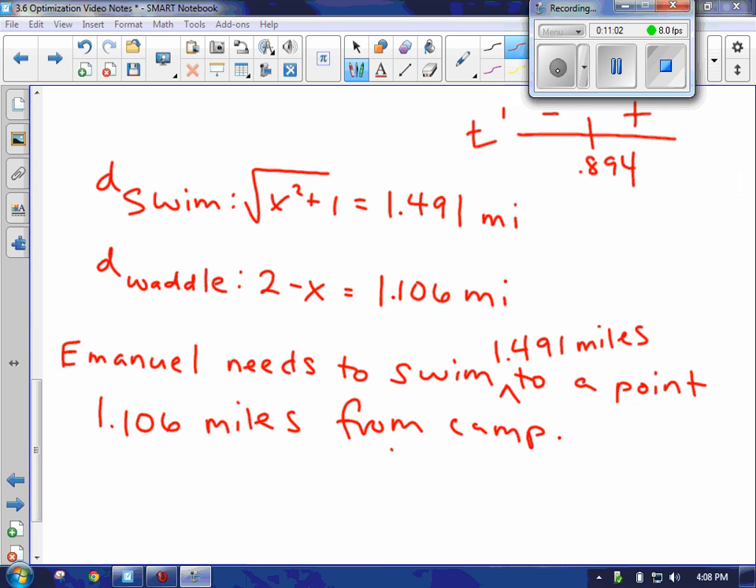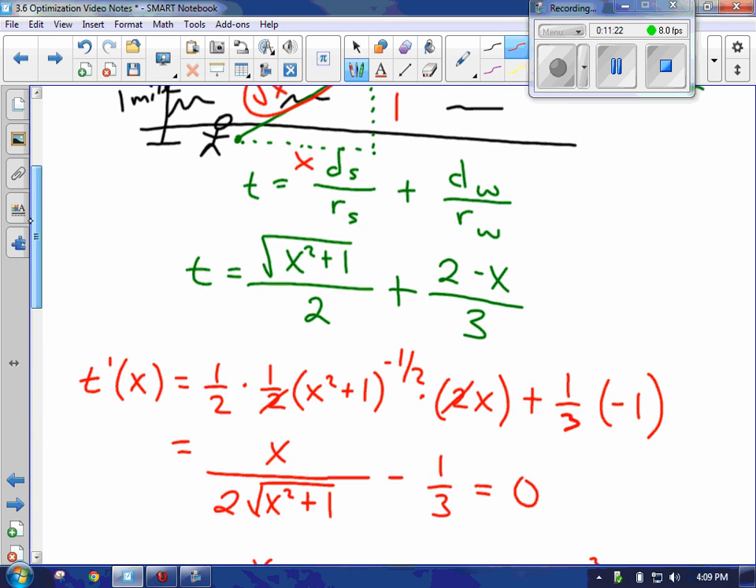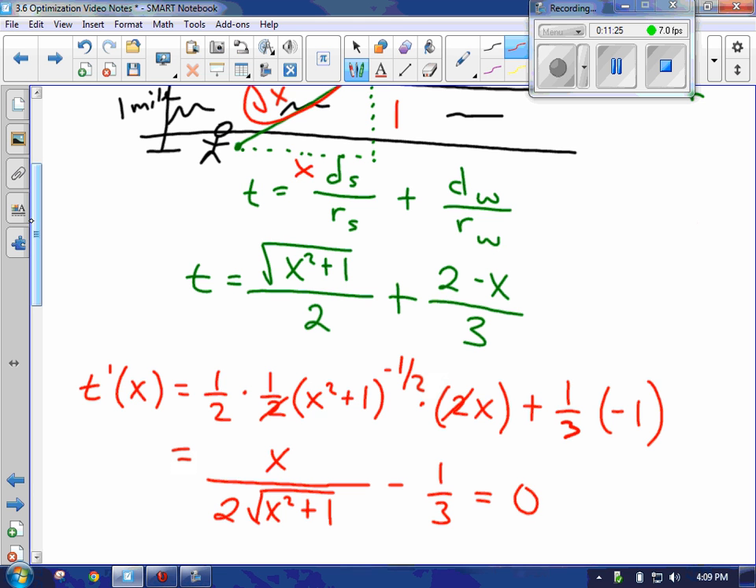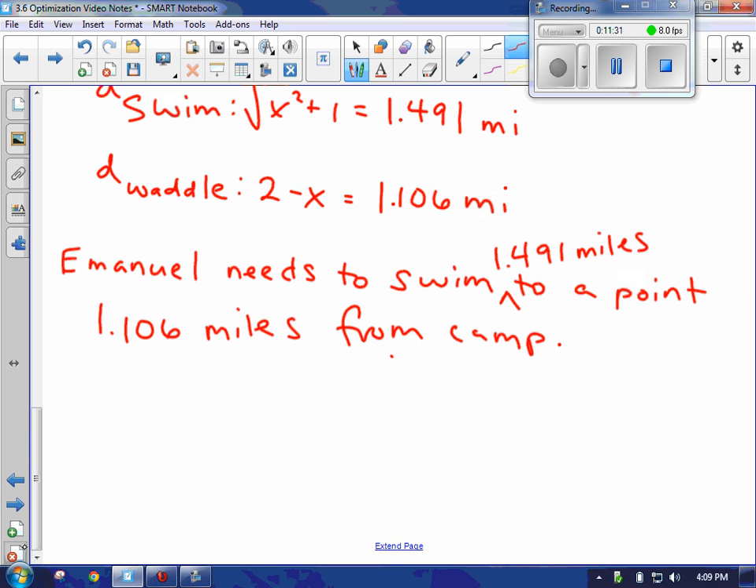Okay, so I calculated the distance it would take him to swim and the distance to walk. So my final statement would be that Emmanuel needs to swim 1.491 miles to a point 1.106 miles from camp. The final thing that we need to do is figure out how long it would take him to do that. So we go back to our formula for time, which was here, and plug in x and figure out the time. So if you were to do that, this takes him 1.044 hours.